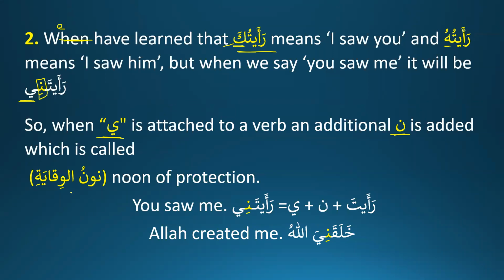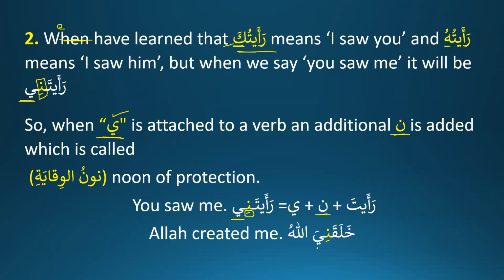So whenever you are using a verb, and with the verb you want to use ya al mutakallim, then we have to make sure that we insert a small noon. This noon will be read with kasra, because we know that ya al mutakallim has a requirement that there should be kasra before it. So when you want to say you saw me, you will say ra'ayta plus ya al mutakallim, and then noon has to be added, so you say ra'aytani. Similarly, you want to say Allah subhanahu wa ta'ala created me, so you will say khalaqani Allahu.